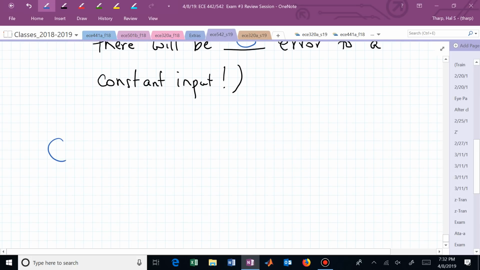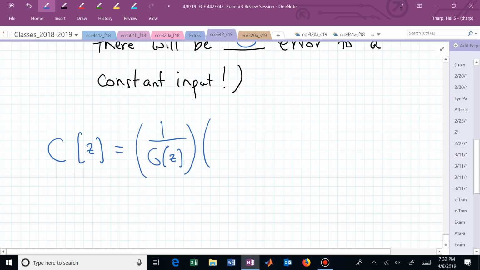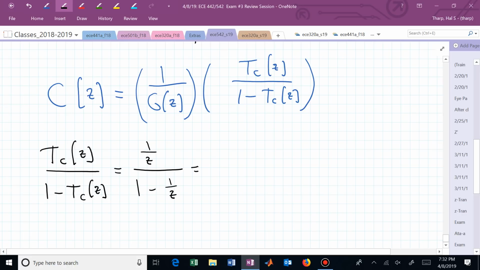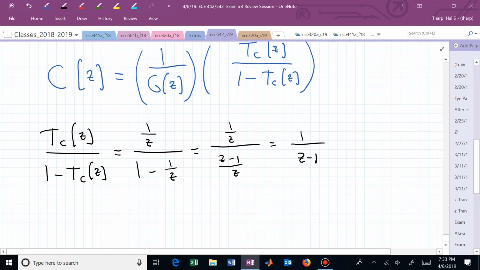So now we can do step 2 of this direct design by Ragazzini. Just turn the crank on this formula: 1 over g of z, times t sub c of z over 1 minus t sub c of z. Let's do that second bracketed expression by itself. And t sub c of z we found was 1 over z, so 1 minus 1 over z. All of that t sub c over 1 minus t sub c boils down to 1 over z minus 1.